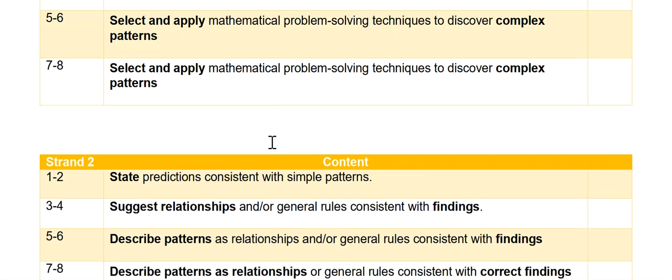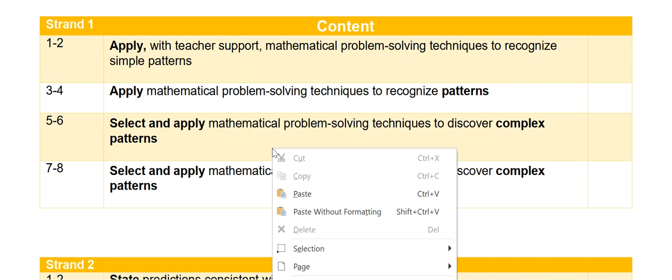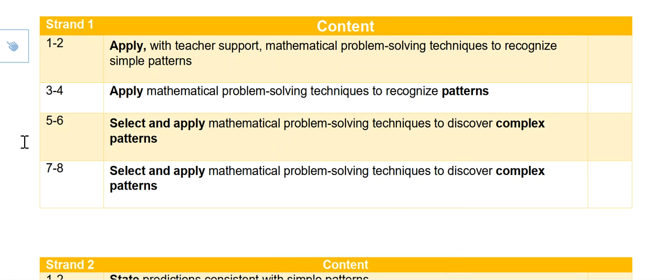By the way, this just shows you each strand separately. I think I've already printed these out for you in the past, but I can put these on Teams rather than print them all. You can see how, in one particular strand, you can go up the levels. So you can see that to get a 7 and 8, you have to select and apply mathematical problem solving techniques to discover complex patterns. So if your stuff is too basic, you lower down the levels. Okay. All right. The easy one then.